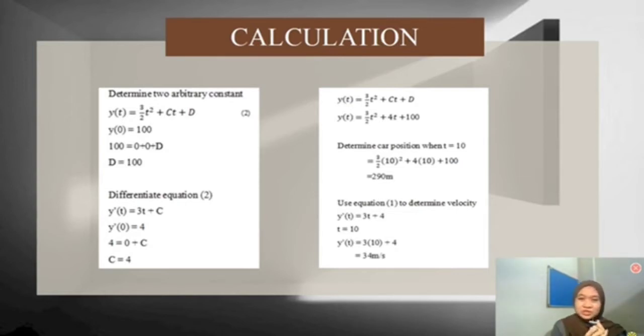Second, we need to find the velocity of the car. By using the equation that we have differentiated before, we just need to substitute t equals 10, and we get the velocity of the car at 10 seconds is 34 meters per second. I guess that's all for the calculation. Thank you so much for listening.